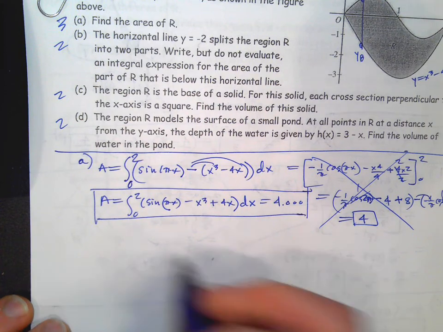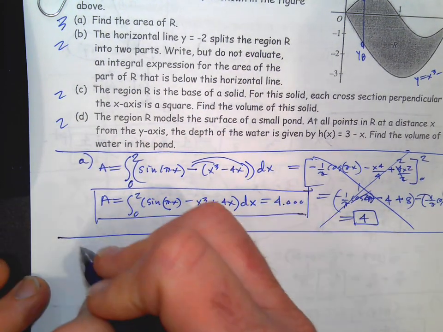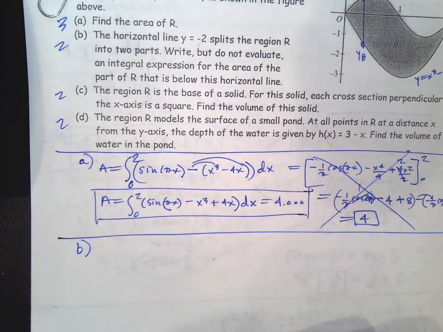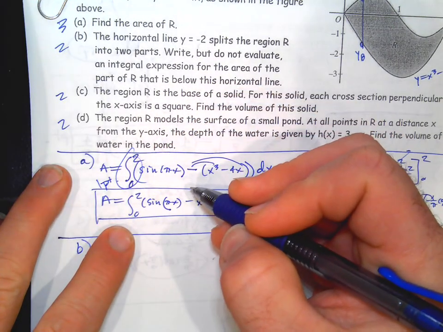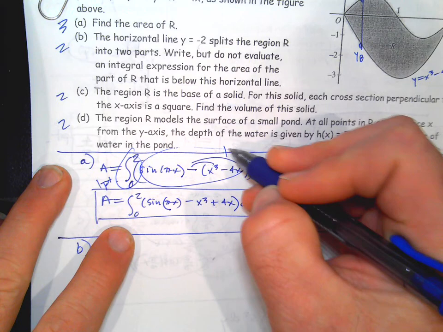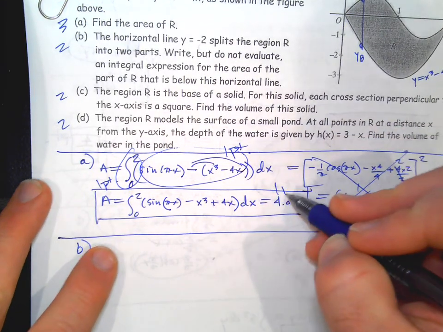Just use your calculator. Now, point-wise, that was 3 points. 1 point for the limits being correct. 1 point for the integrand. And 1 point for the answer.